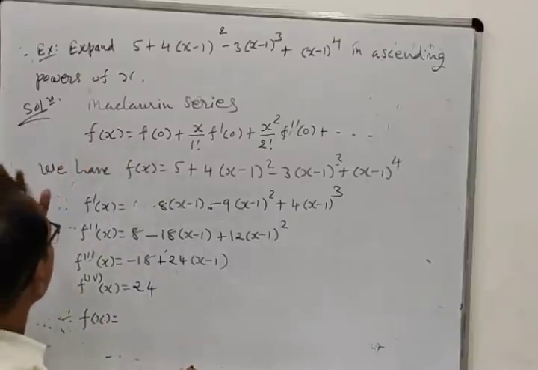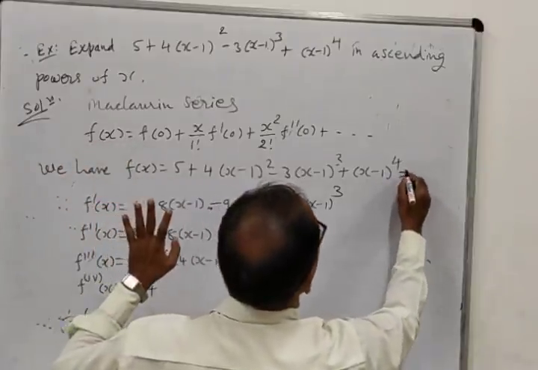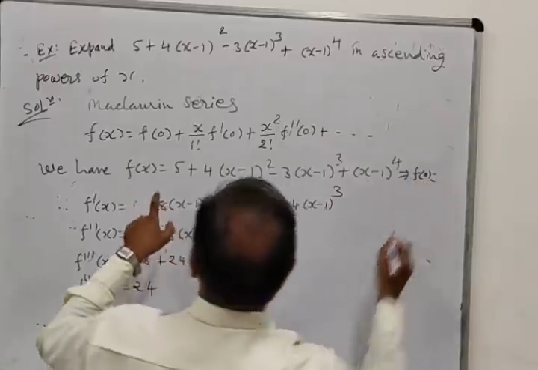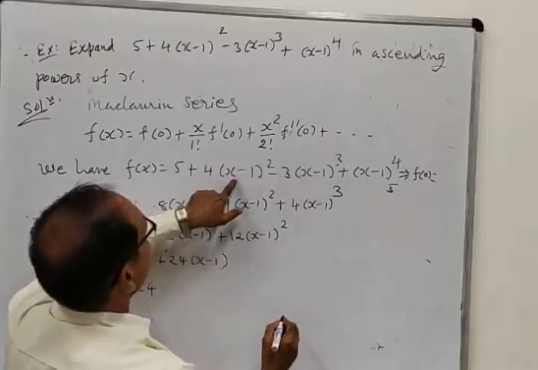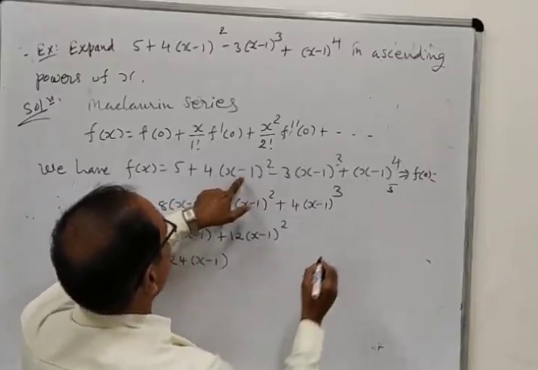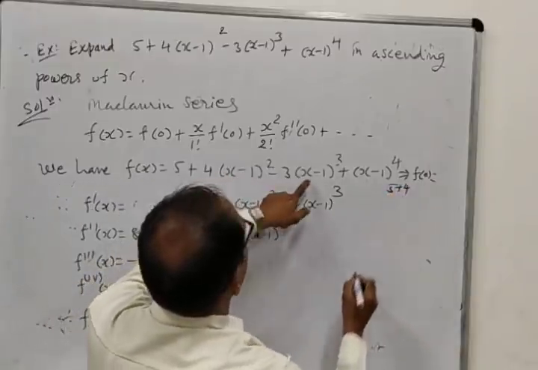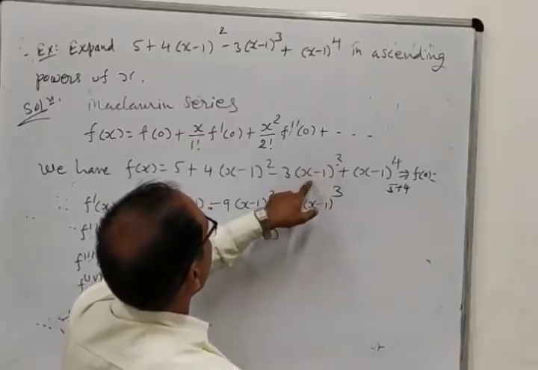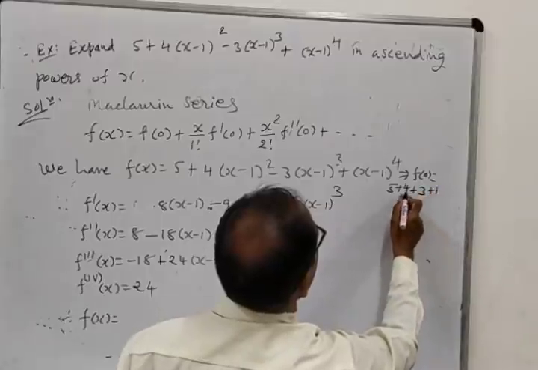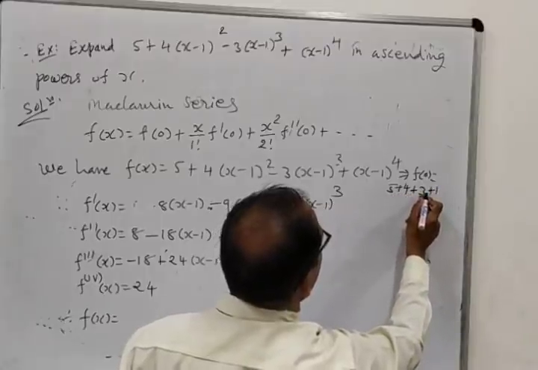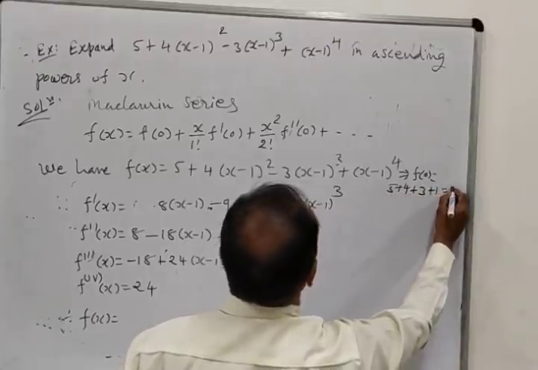f of 0. Yes, we will first find f of 0. This implies f of 0. What is f of 0? 5 plus, here at 0, minus 1 square means 1, plus 4. Here x is 0, so minus 1 cube is minus 1, so plus 3. Minus 1 raised to 4 means plus 1, so 5 plus 4 is 9, 9 plus 3 is 12, plus 1 is 13.